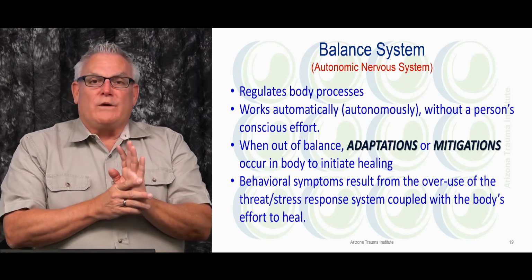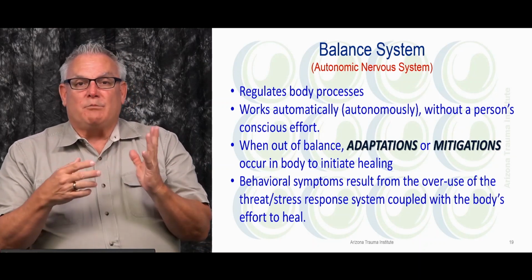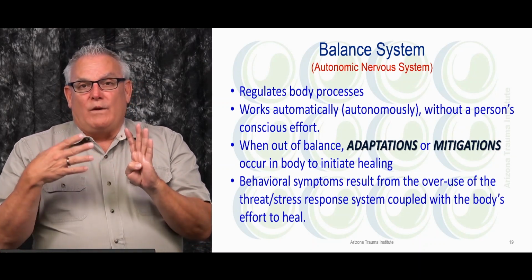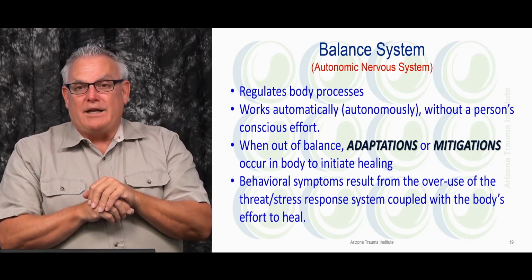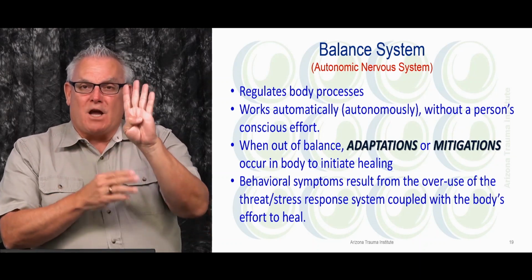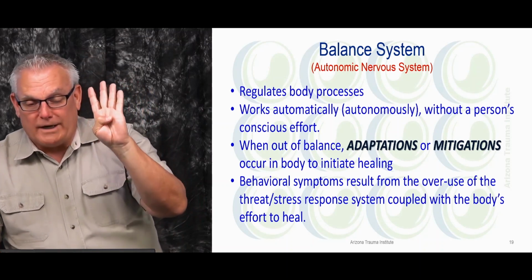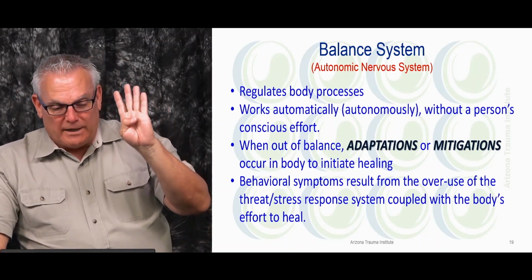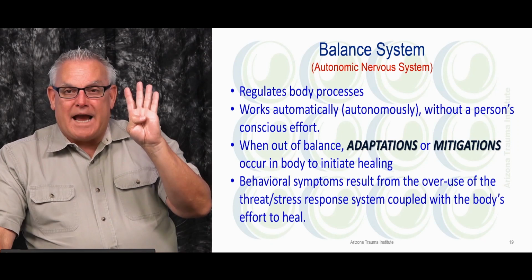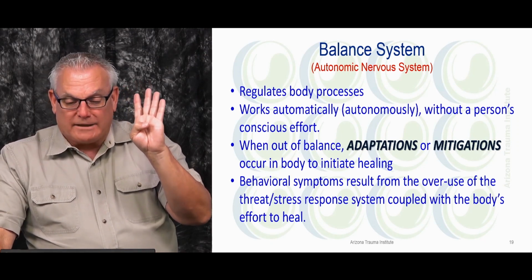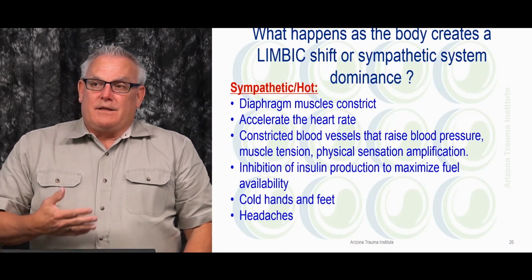Behavioral symptoms result from the overuse of the threat-stress response system coupled with the body's effort to heal. So we have another portion of the brain which is kind of a radar looking for danger. And so those two things, along with the sympathetic system, or hot brain, or Hulk brain, if we use a couple different metaphors, work together and they cause us to either adapt or mitigate reactively. Okay? So when we are in the sympathetic system, this is a very interesting thing.